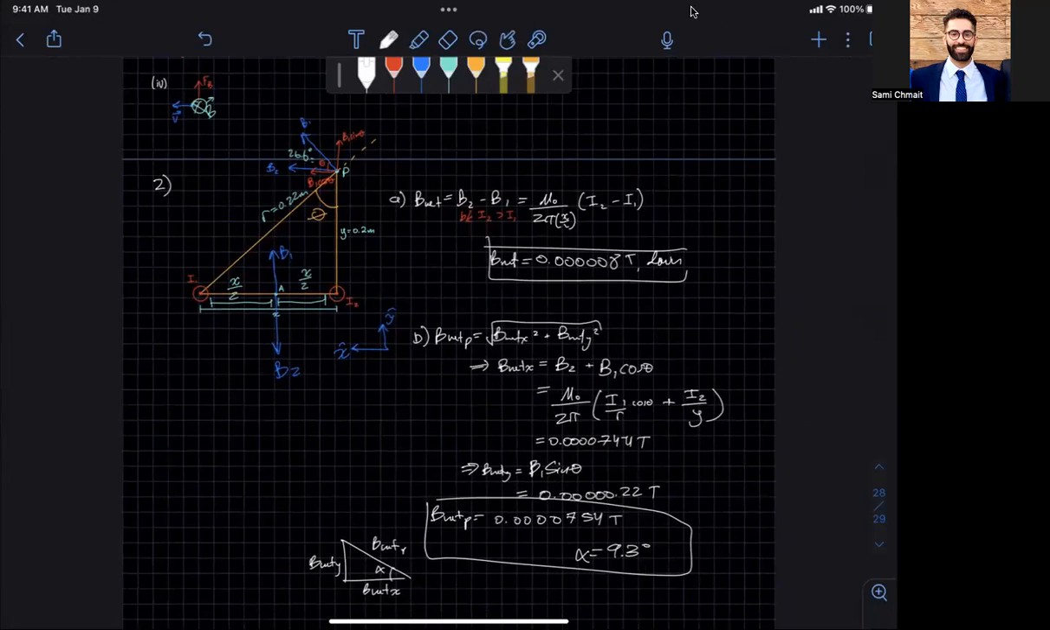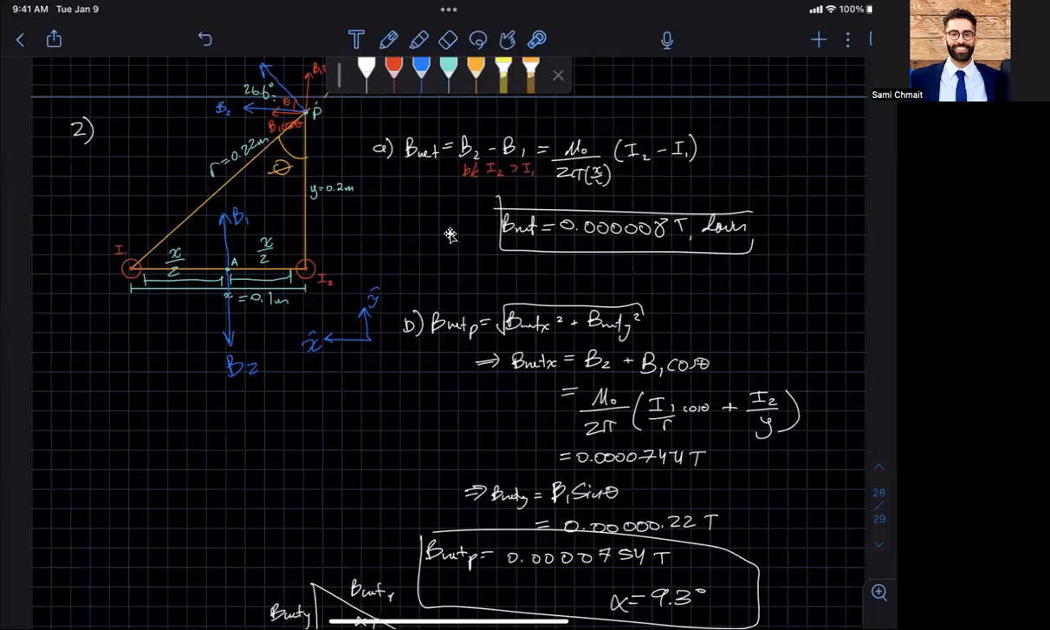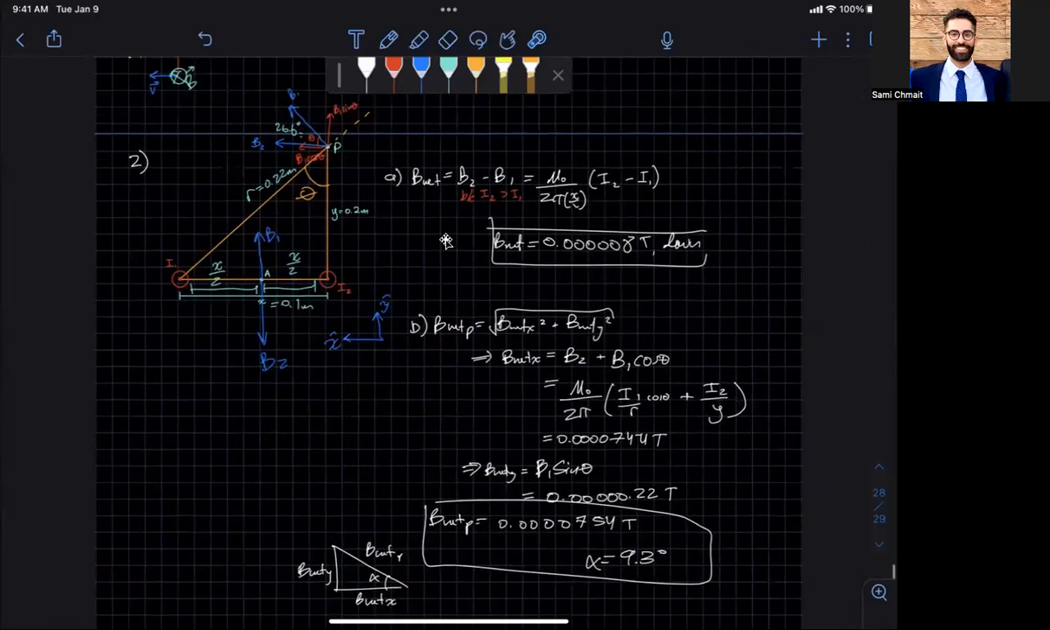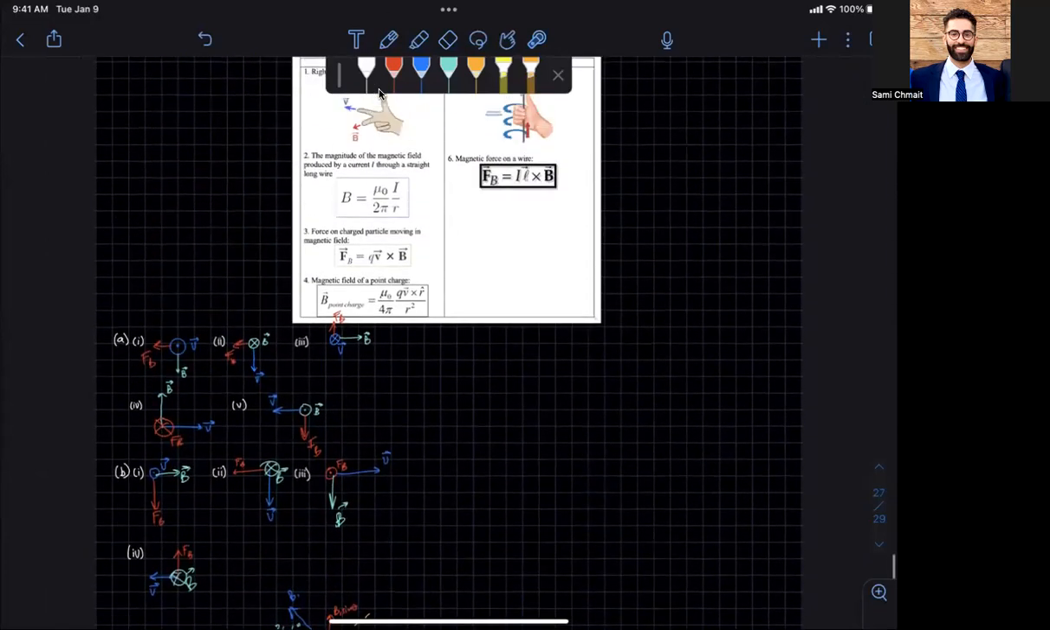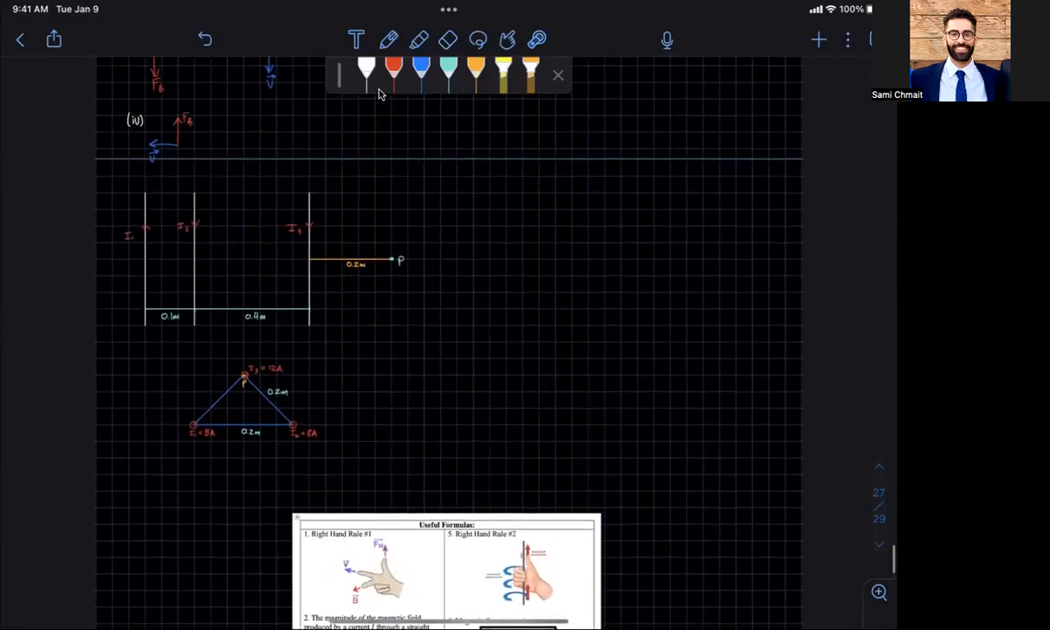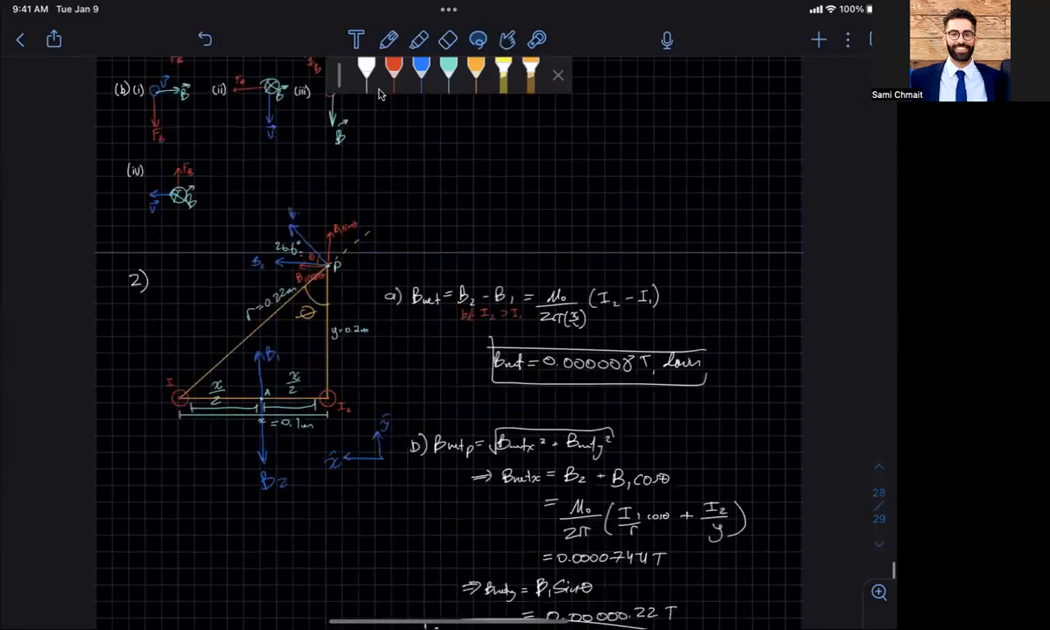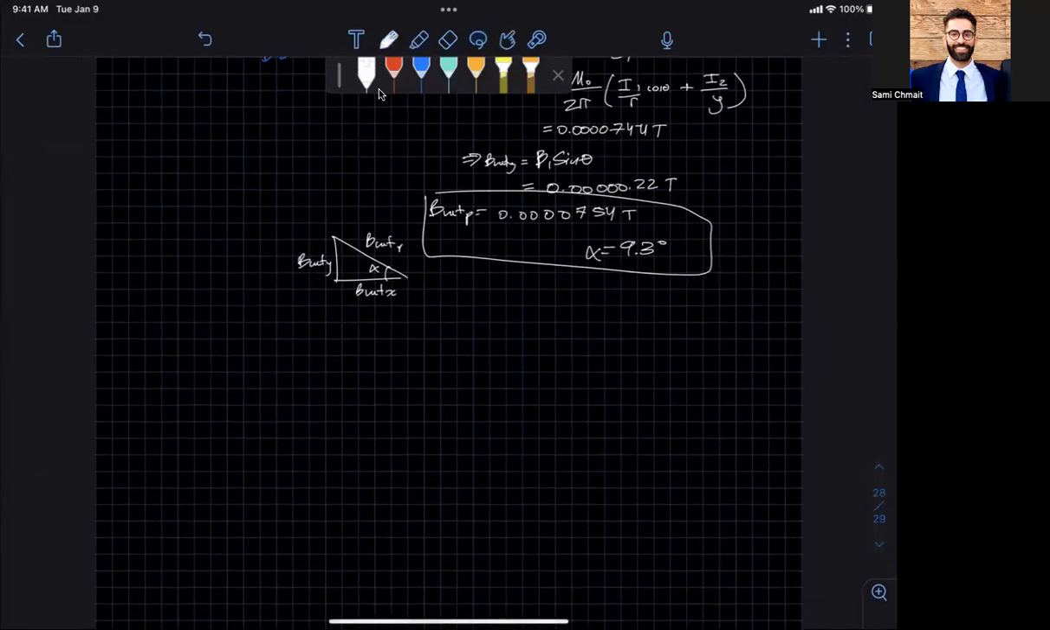Question: how did we solve for this? All right, so now for question number 3, we have 3 thin wires arranged in the diagram. We know each current, and whenever we see thin wires in a question, that tells us we're going to be working with right-hand rule number 2. So let's work this guy out. Let me pause real quick and allow everyone to try this out.